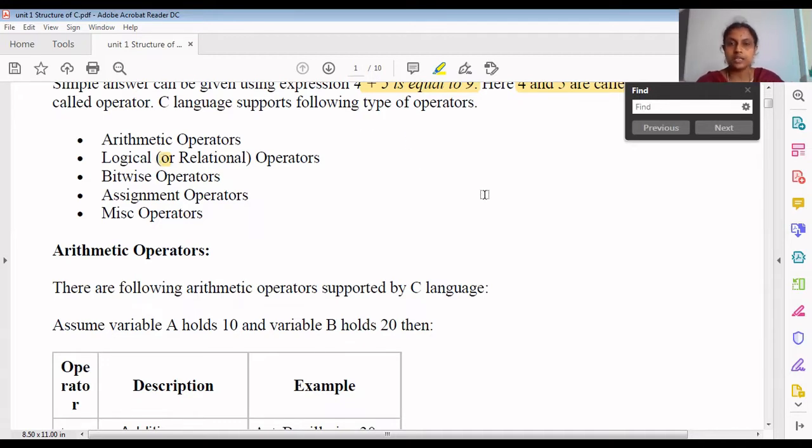We will start with arithmetic operators. The term itself says arithmetic. Arithmetic means the calculation behind it. So to perform any arithmetic operation, the operators I use, I call arithmetic operators. When I say arithmetic operators, the first is addition. The symbol we use is plus. Next is subtraction. The symbol we use is minus.